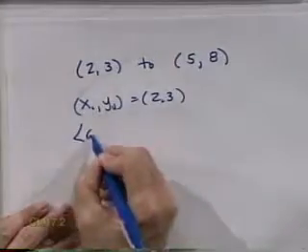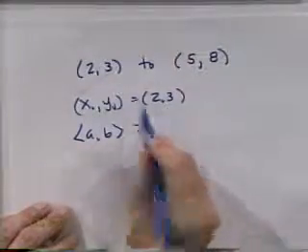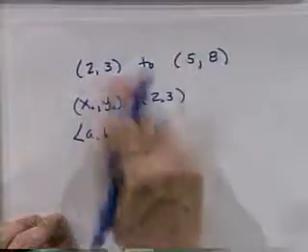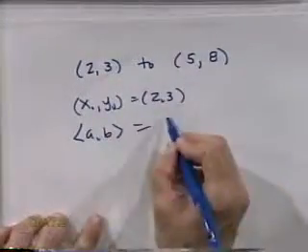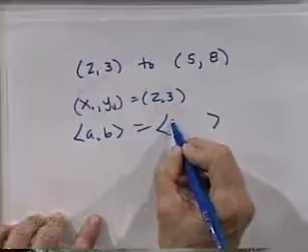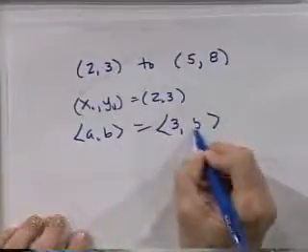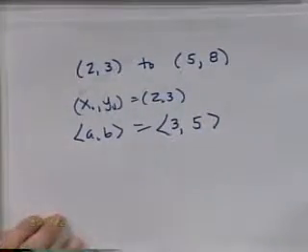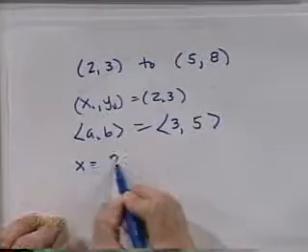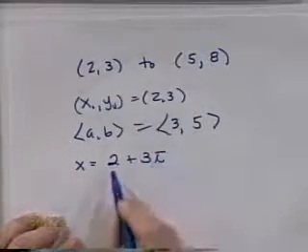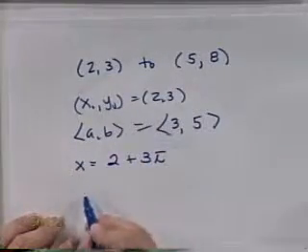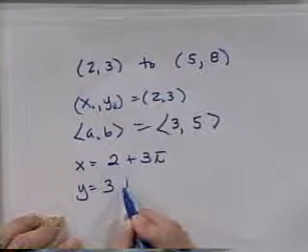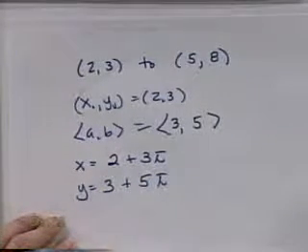What is your vector AB that goes from this point to that point? It's going to be 5 minus 2, which is 3, and 8 minus 3, which is 5. That's your AB. So your parametric representation is going to be x equals 2 plus 3t, x naught plus at, and y equals 3 plus 5t.